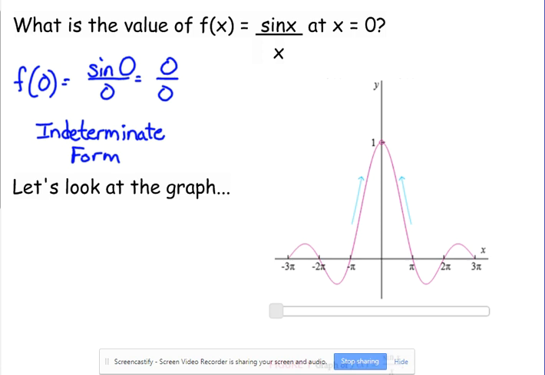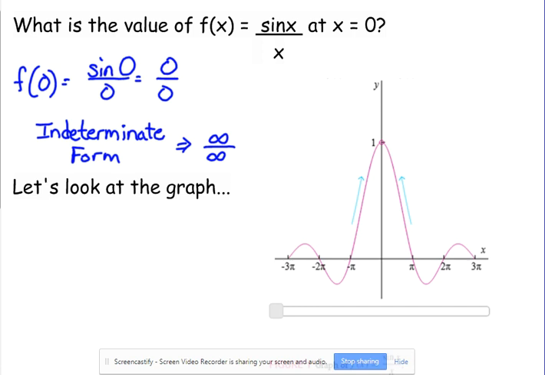Now, another indeterminate form that you need to be familiar with that'll come up later on down the road is infinity over infinity. We consider that indeterminate. It's not equal to 1 because there are different magnitudes of infinity, so you don't know which one we're talking about here. So you need to know 0 over 0 and infinity over infinity are what we call indeterminate forms. So this function is undefined at 0. It has no value when x equals 0.